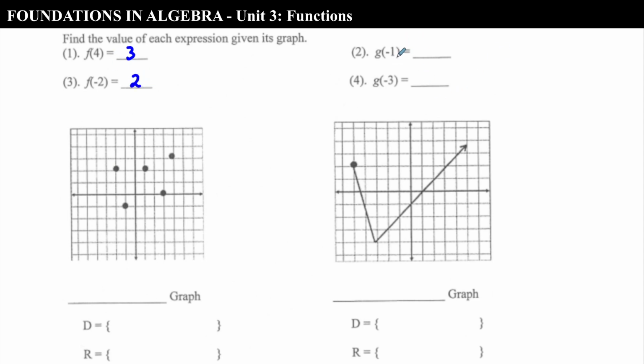For these two, we've got g of negative 1. So we go back to negative 1, and we follow it down, and that's going to be negative 2 for your y value. And g of negative 3, 1, 2, 3, 1, 2, 3, 4, negative 4 is our y value.